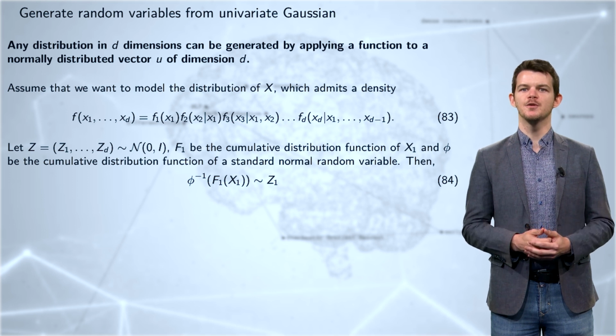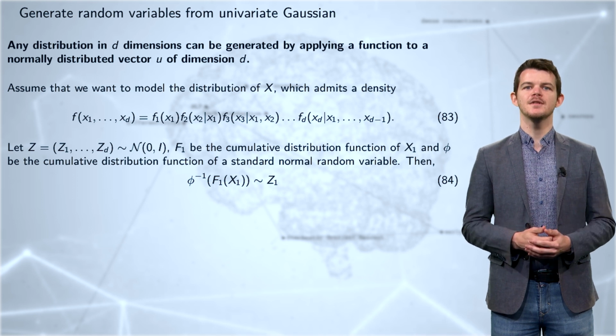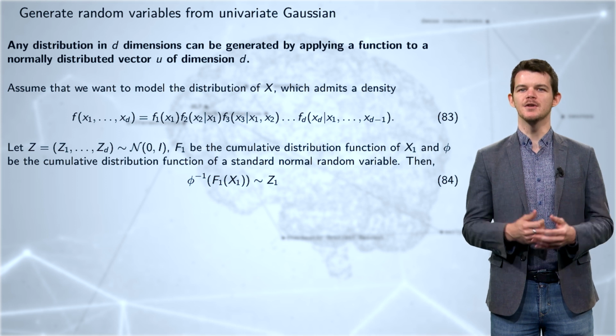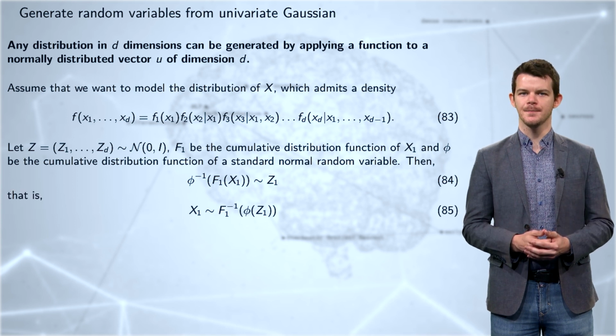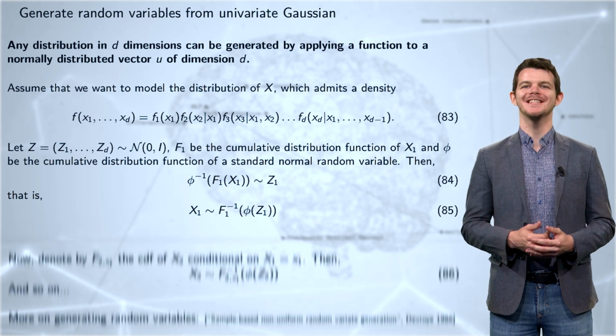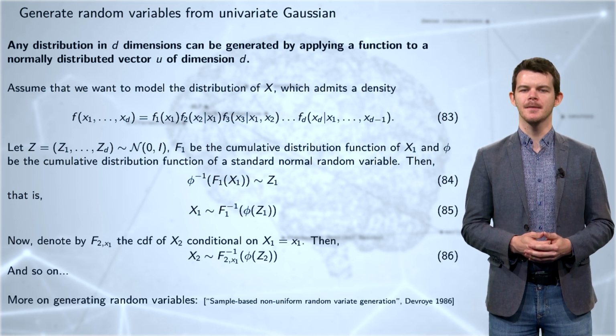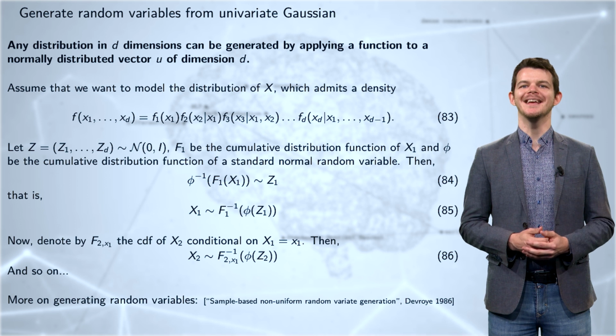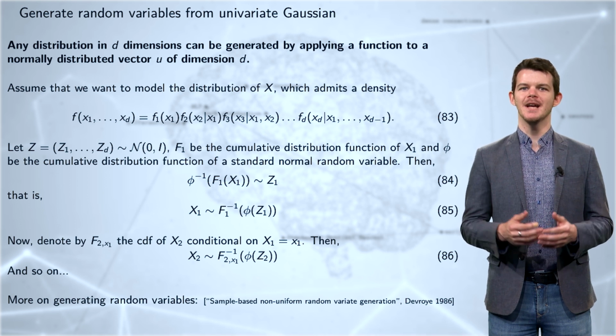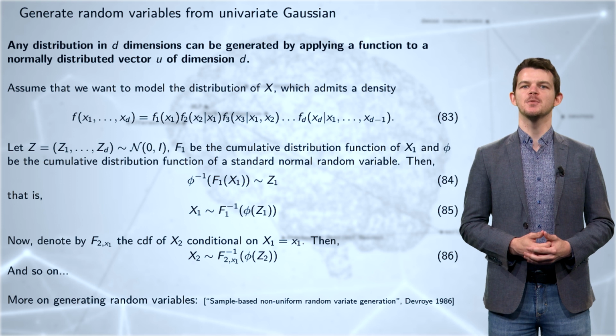Since the cumulative distribution function of a standard normal random variable is invertible, and if you assume that f1, the cumulative distribution function of x1, is also invertible, then you obtain that x1 follows the distribution given by equation 85. Now, we can denote by f2 x1 the cumulative distribution function of x2 given x1 equal small x1.